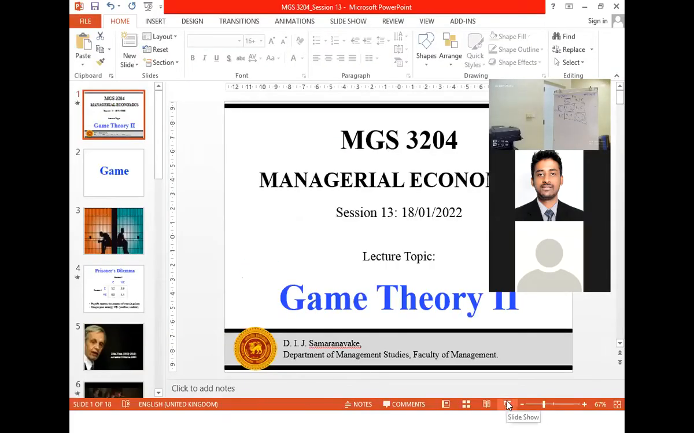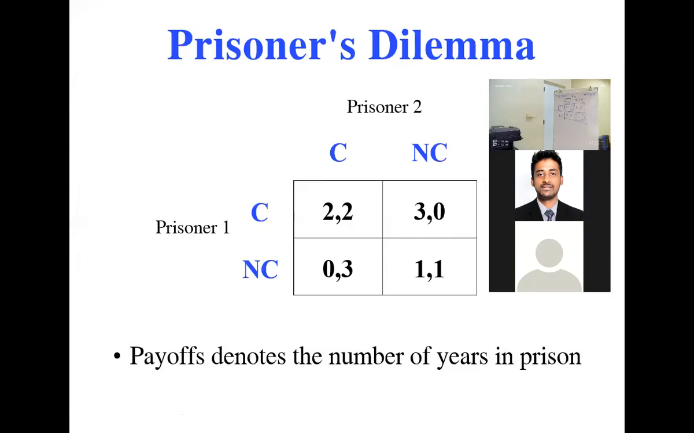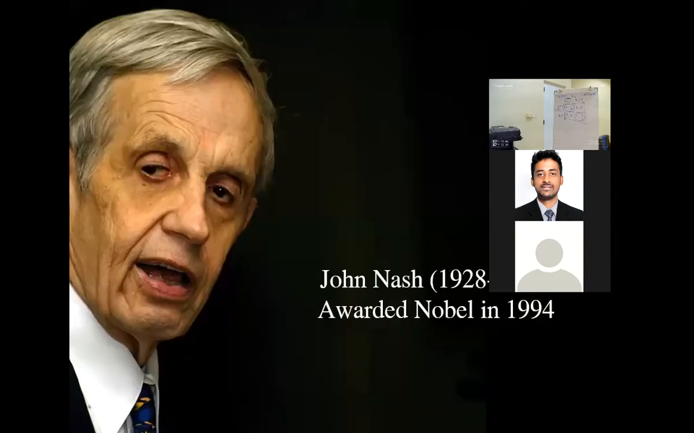Okay, hope you can see the screen. So it's about the number of years in prison, and the payoff strategy is going to be complex. We'll discuss this payoff strategy and the Nash equilibrium. Don't worry, because now we are going to discuss John Nash.